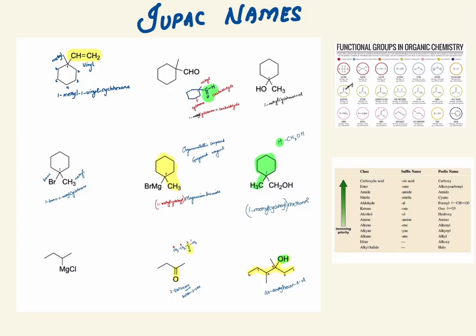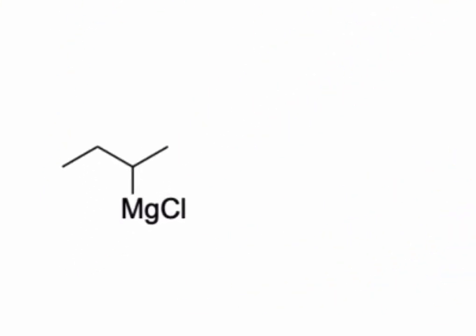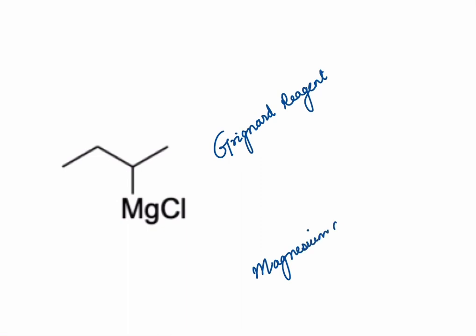Let's go on to our last example here. What do you think this is? Yes, it is an example of a Grignard reagent, or an organometallic compound, because we do have a metal, right? We again have magnesium metal. So this compound should also be called magnesium chloride. That would be the parent name for this.